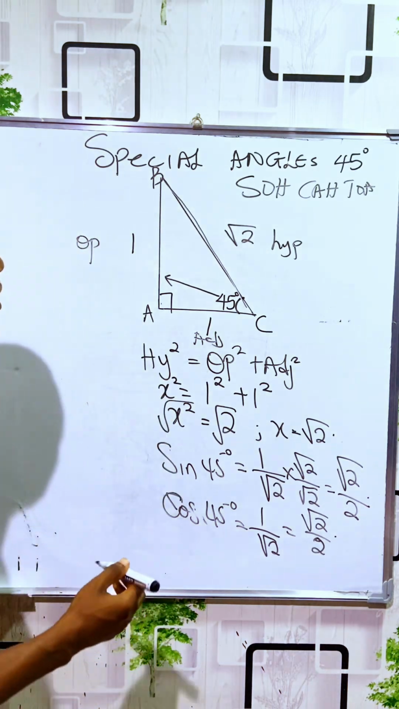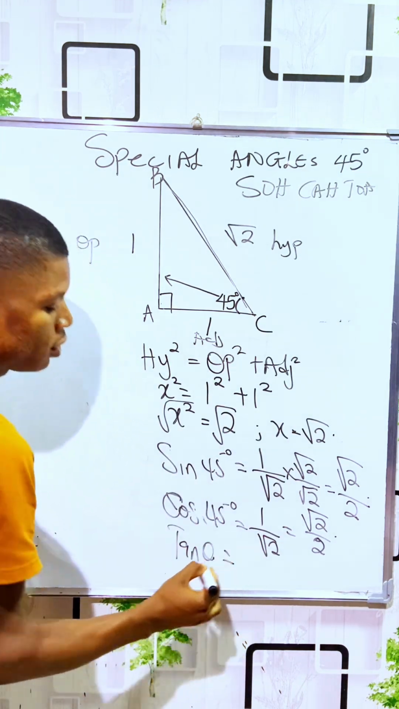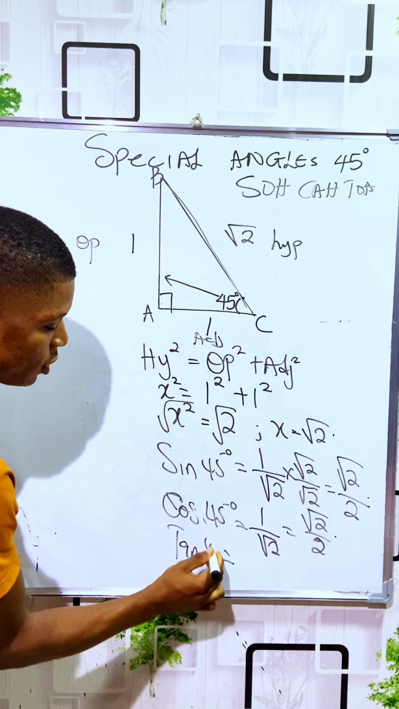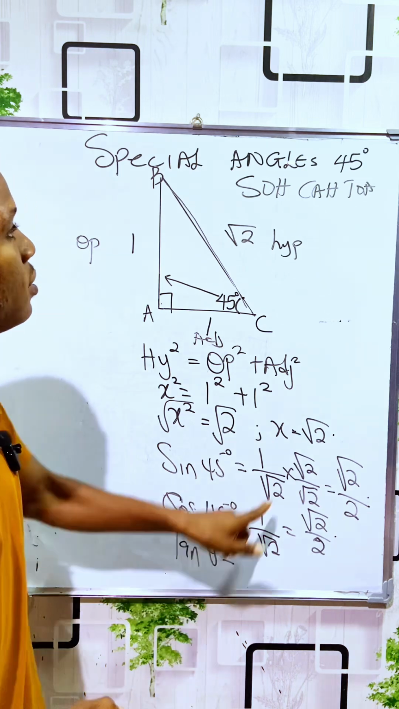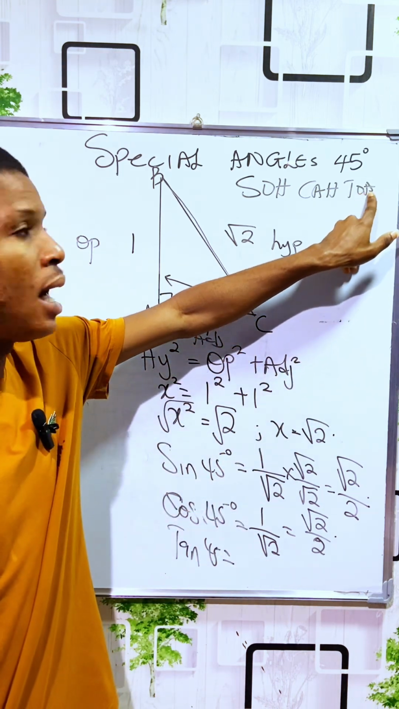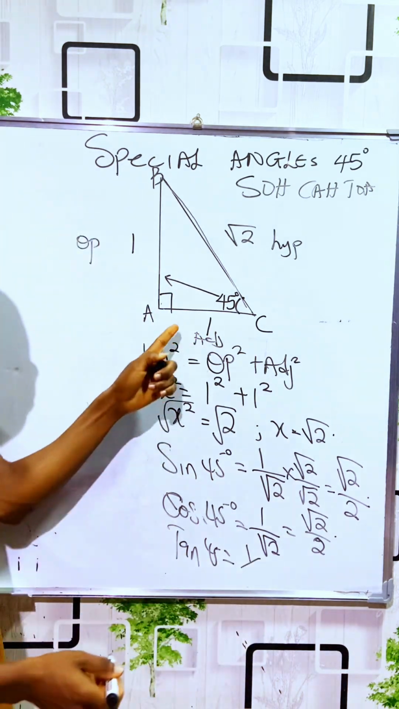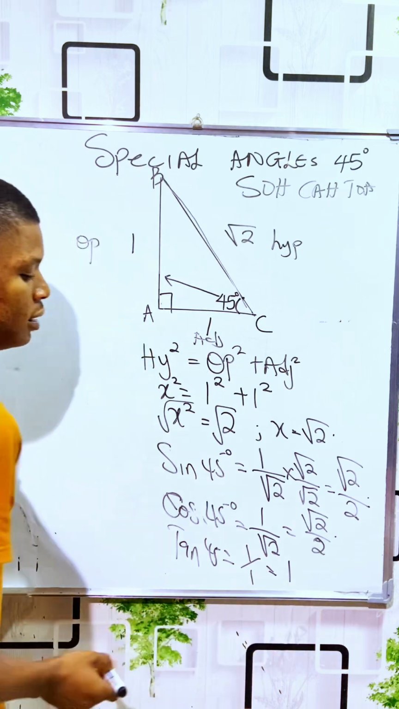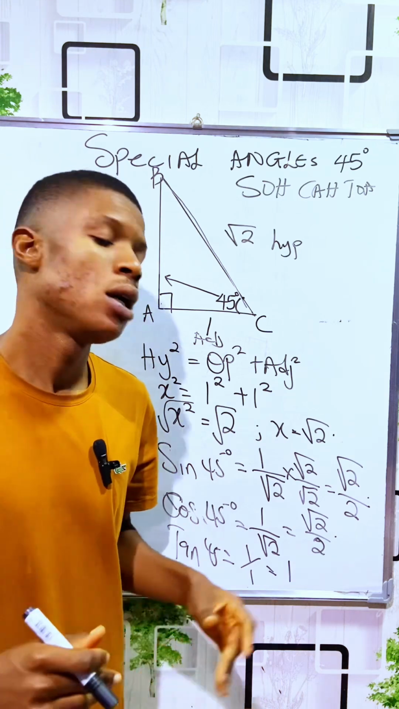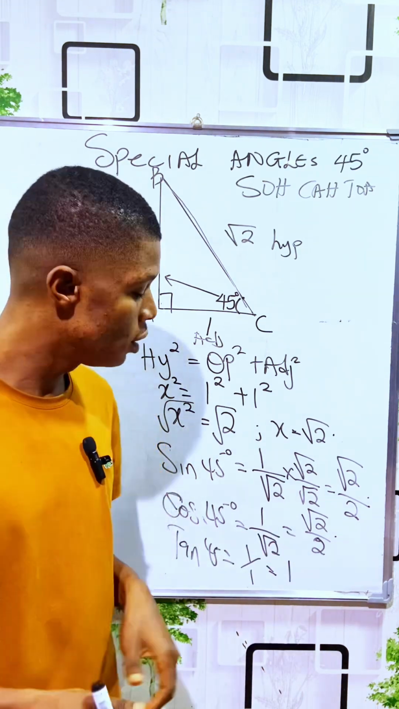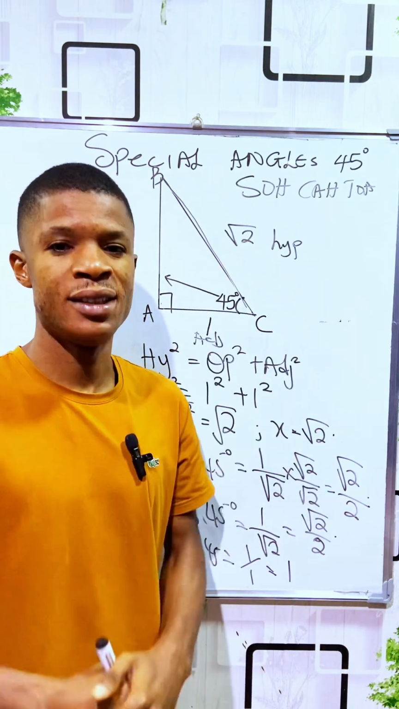So the next one is tan. You see that tan theta is equal to tan 45 degrees, because we are looking at special angle 45 degrees. Tan is the ratio of opposite and adjacent. So we have it as opposite 1, adjacent 1. So you have it that tan is 1. This simply means that sine theta is root 2 over 2, cos theta is root 2 over 2, and tan theta is 1 in the special angle 45 degrees.